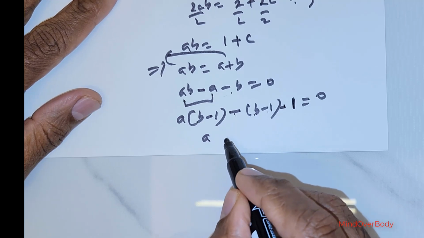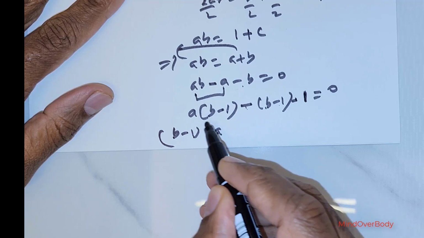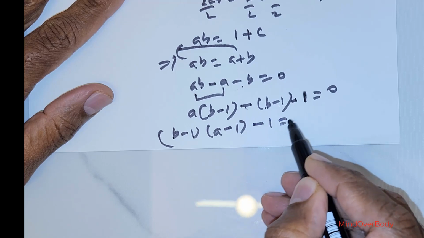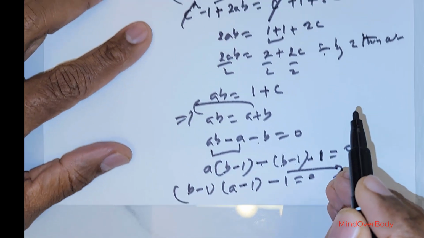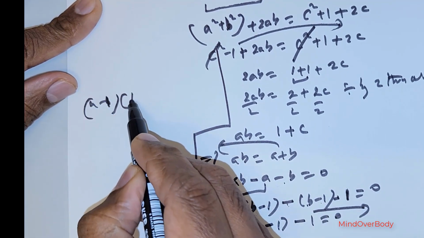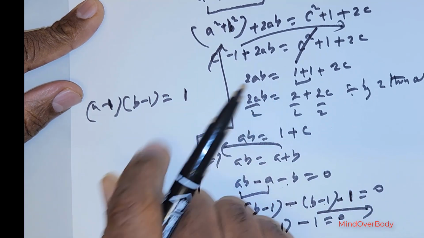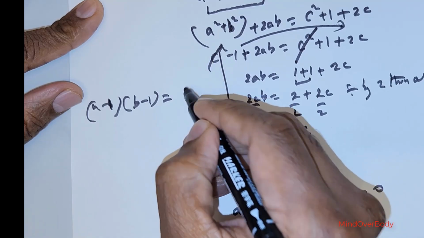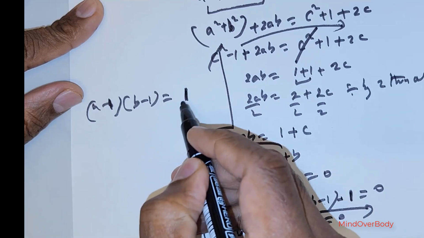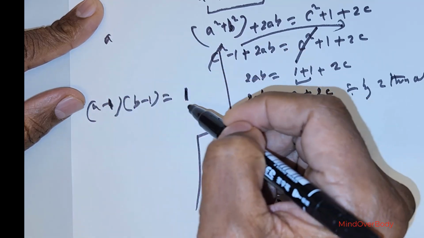Now I would take b - 1 out. That would mean I get a - 1 multiplied by b - 1, and I have a -1 equal to 0. I'll push this -1 to the other end. So this means (a - 1)(b - 1) = 1. This is what we've got. Now, from the product rule, we have a product being equated to 1.